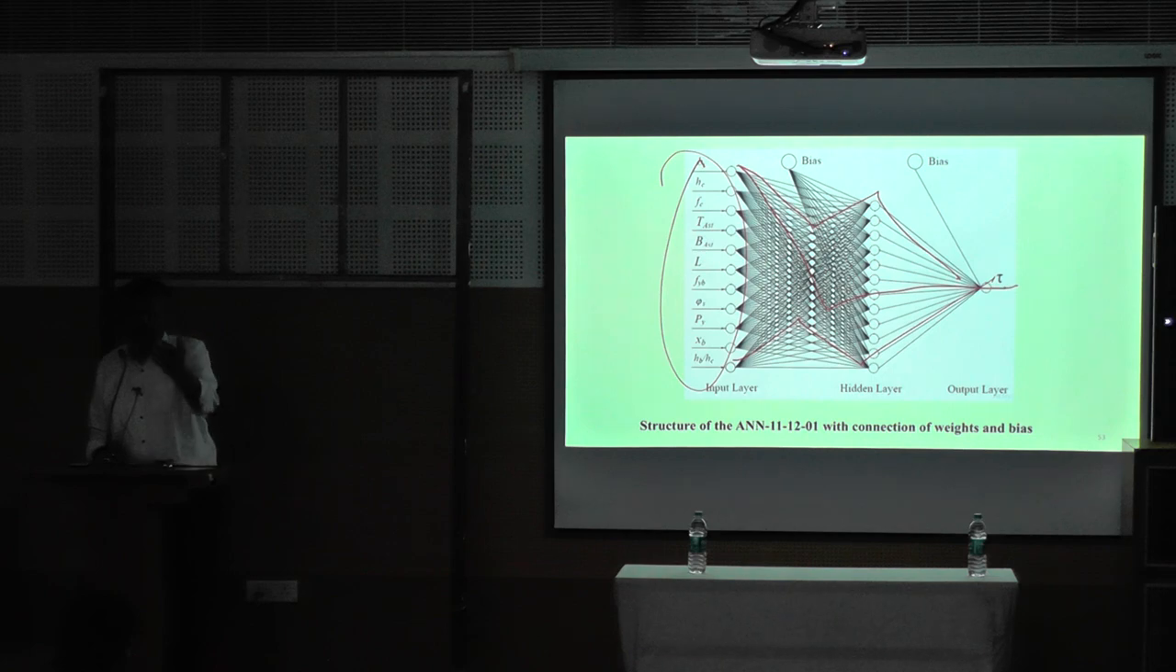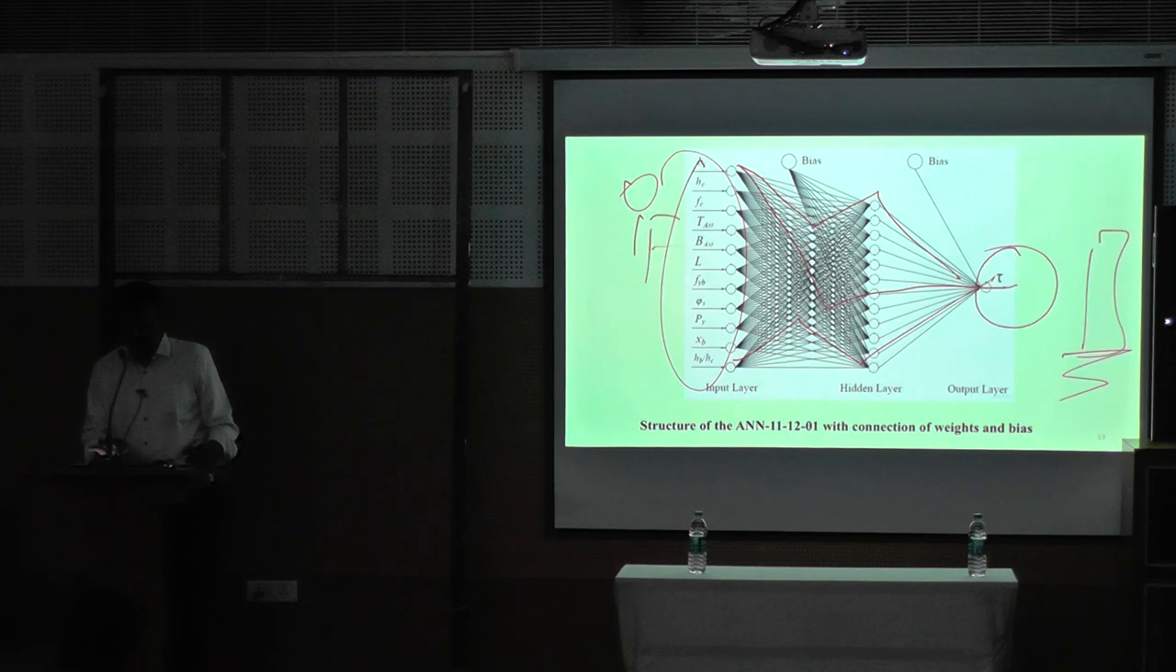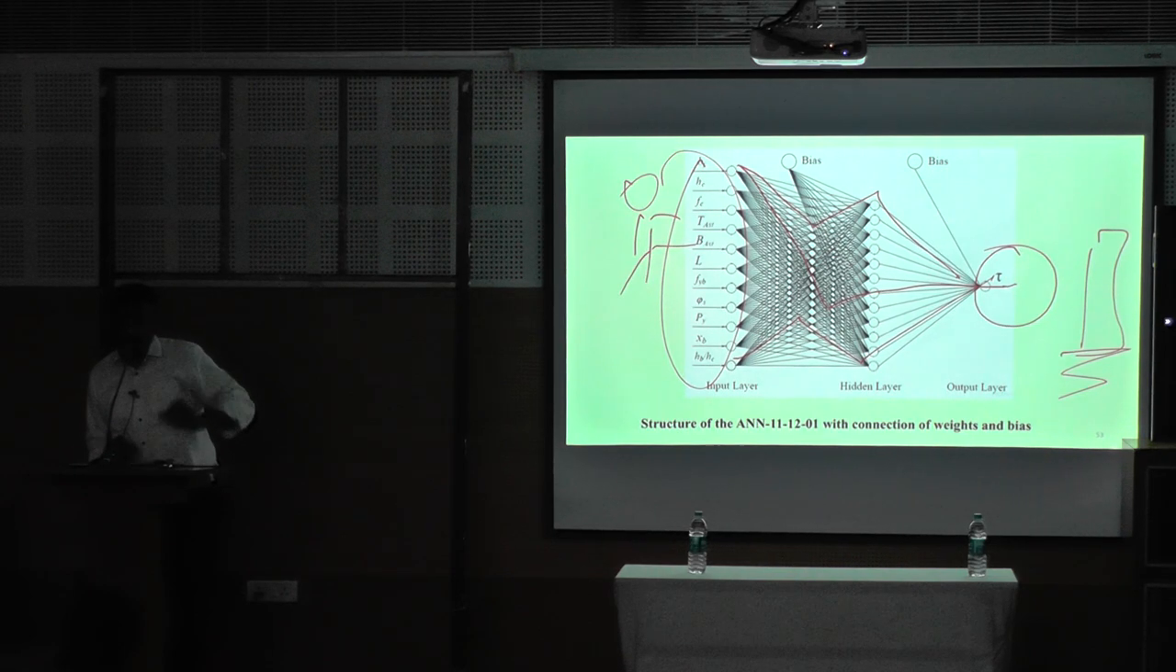Like your Swiggy boy is supplying food. He first finds the shortest route to reach, and in case of three more orders, which one to supply first, second, third. Similarly here, my destination is the Swiggy home. This is the Swiggy boy, he wants to go here, so he tries n number of routes to find which one is the best.